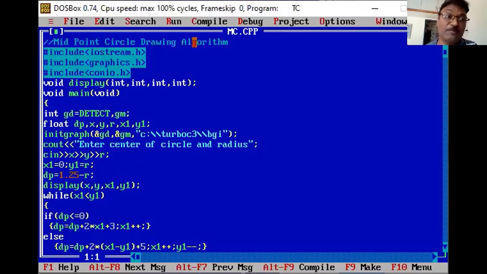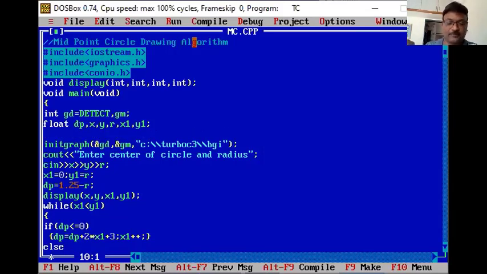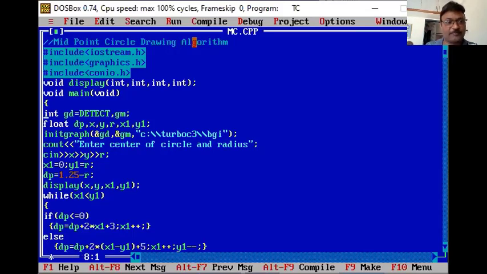Now suppose you want to implement this on the axis. For the axis, you have to consider the values. Suppose I have considered directly the values x max, y max, x mid, y mid. That you can consider.